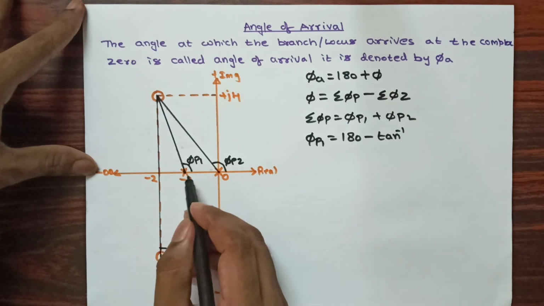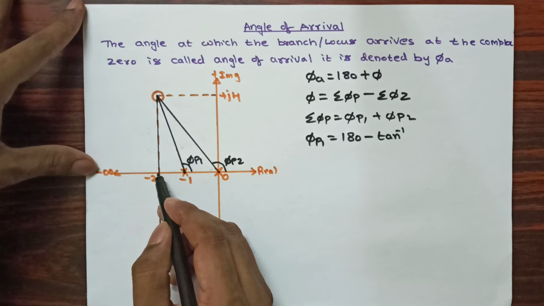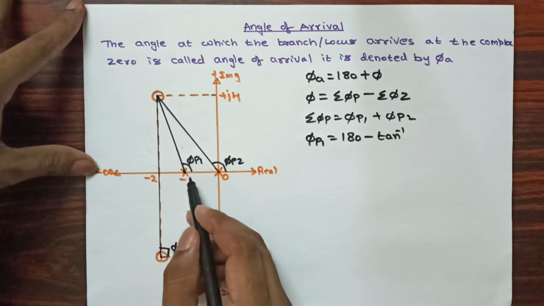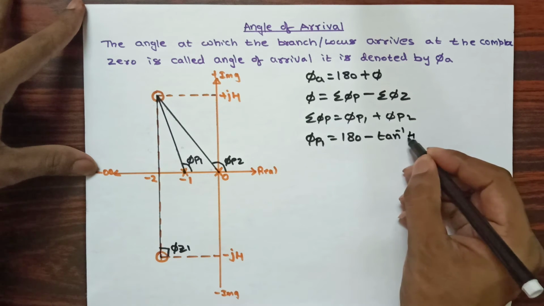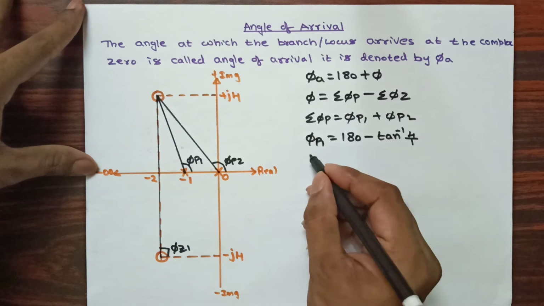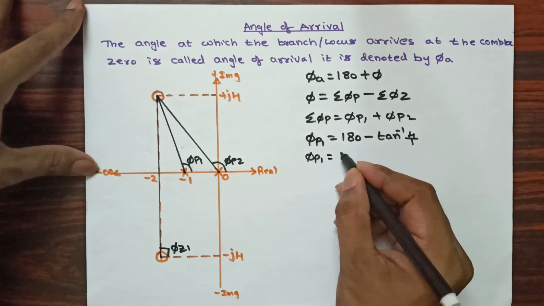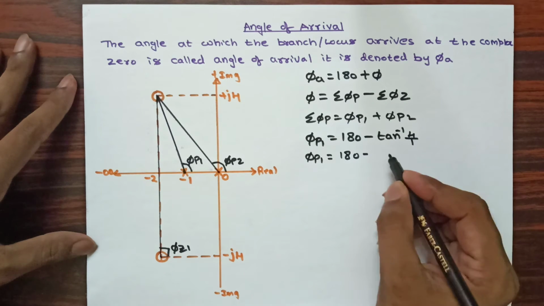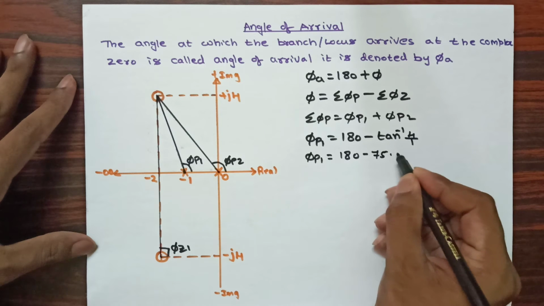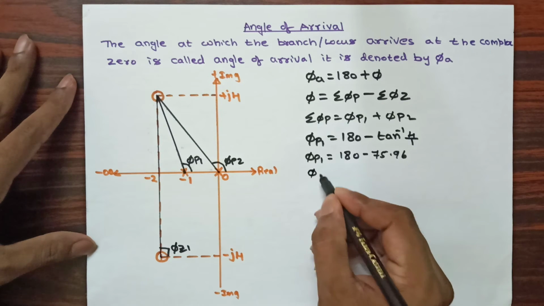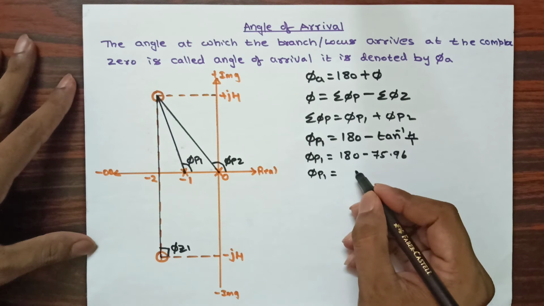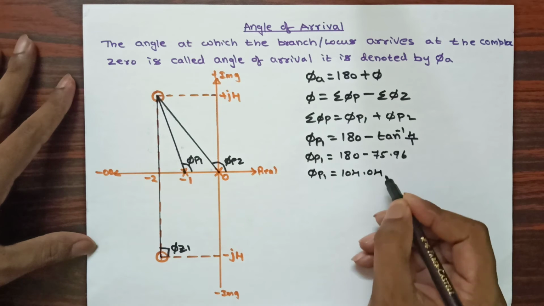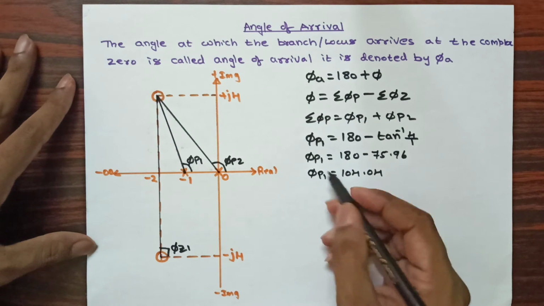In this you can see that at this point, tan inverse opposite by adjacent, so opposite is 4 and adjacent value is 1, so tan inverse 4 by 1. This will be equivalent to phi p1 is equivalent to 180 minus tan inverse 4 by 1, that is tan inverse 4 value is 75.96. Therefore here phi p1 is equivalent to 180 minus 75.96 is 104.04.